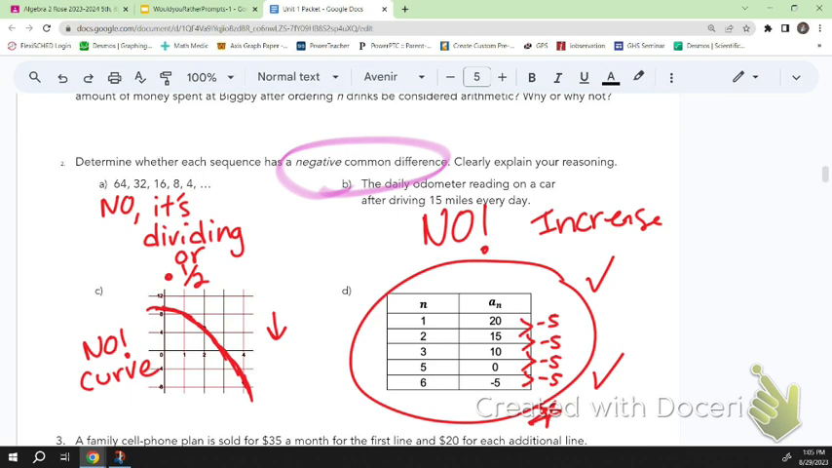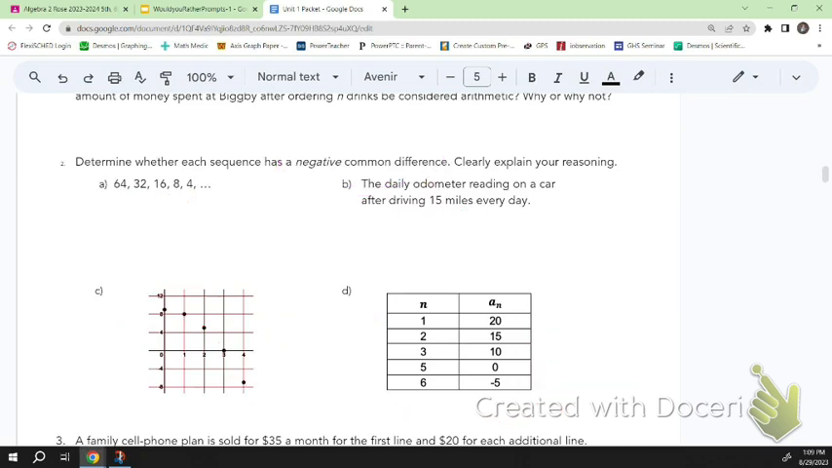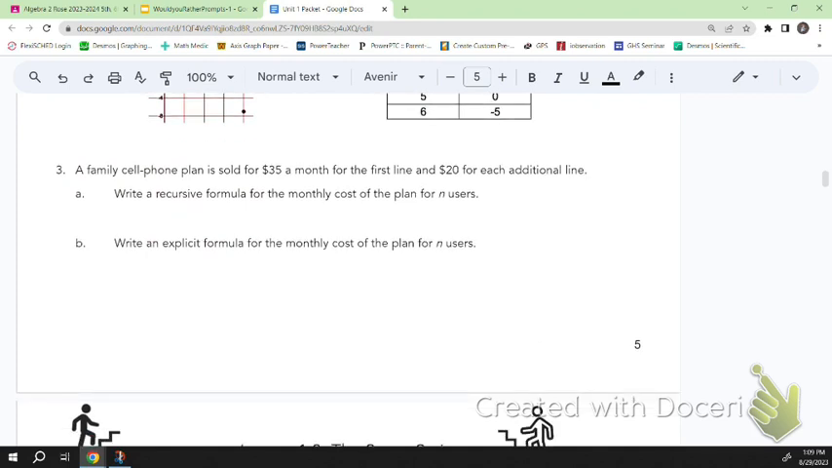Great. I hope we're seeing some real-world examples. We're going to do one more together, and then we're going to do our homework. One more. A family cell phone plan. Applicable, but cell phone plans are constantly changing. A family cell phone plan is sold for $35 a month for the first line and $20 for each additional line. You need to write a recursive formula and an explicit formula. Yesterday we practiced the recursive formula. It is a sub 1. What's the first month or the first line going to cost us?